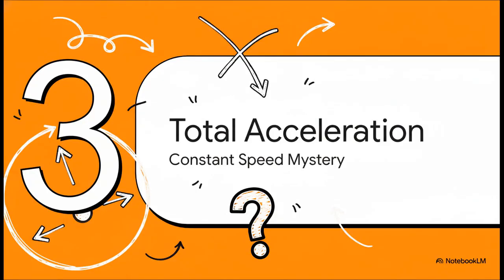Next up is the second part of the question, acceleration. Now, this is where a lot of people get tripped up. Wait a minute, if we just found out the speed is constant, how can there be any acceleration at all? Good question. Let's find out.